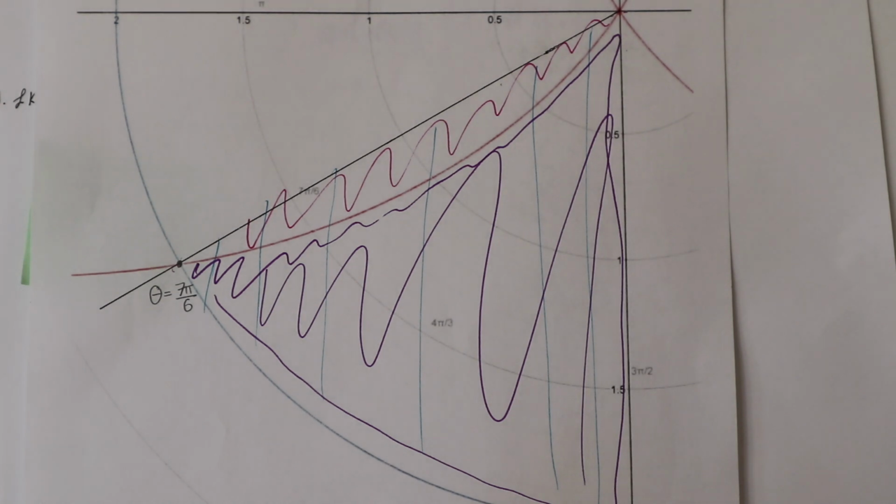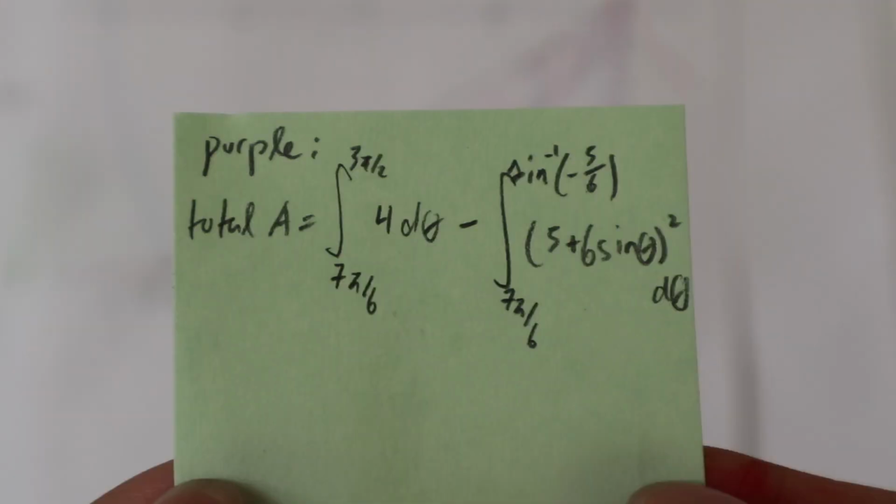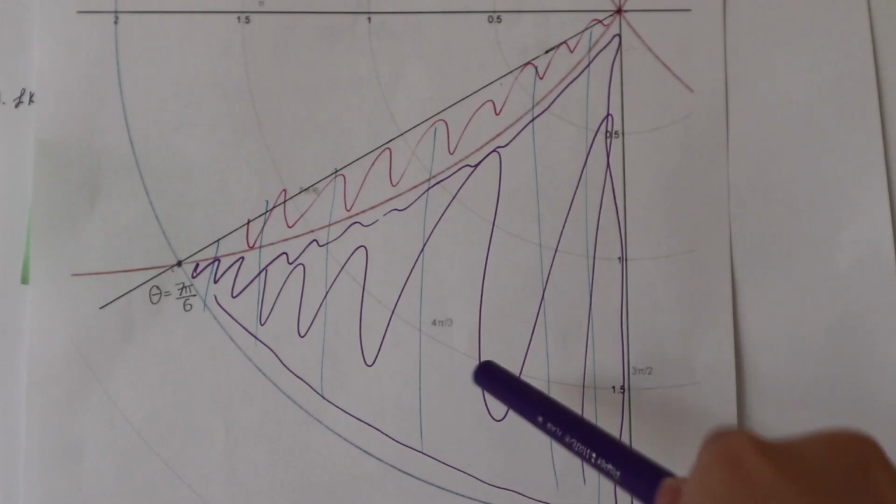The final equation for the total area that we want to find looks like this. It equals the integral from 7 pi over 6 to 3 pi over 2 of 4 d theta, which is the blue area, minus the integral from 7 pi over 6 to sine inverse of negative 5 over 6 of 5 plus 6 sine theta squared d theta, which is the pink area. So this will give you the purple area.